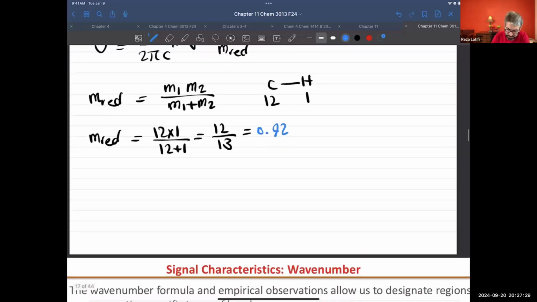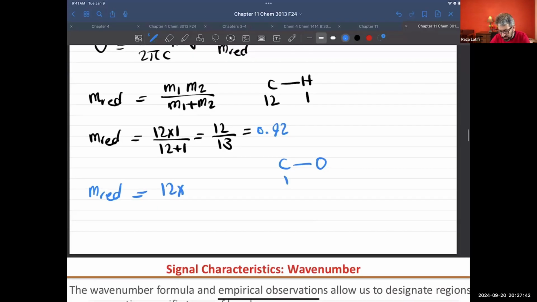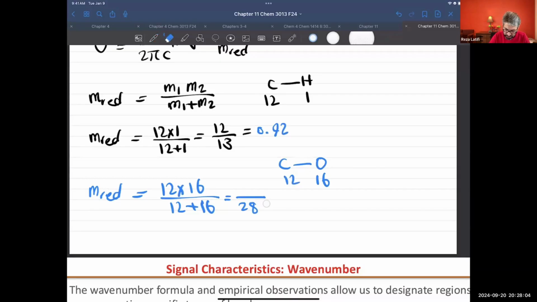Okay, let's replace the carbon with oxygen. Carbon with oxygen, the reduced mass is going to be 12 multiplied by oxygen, which is 16. So you multiply it by 16 and you divide it by 12 plus 16. In this case, the denominator is going to be 28. We have 12 multiplied by 16 divided by 28. The number I got is 6.86. So from 0.92, we jump to 6.86.